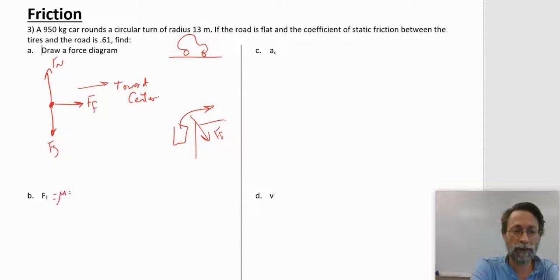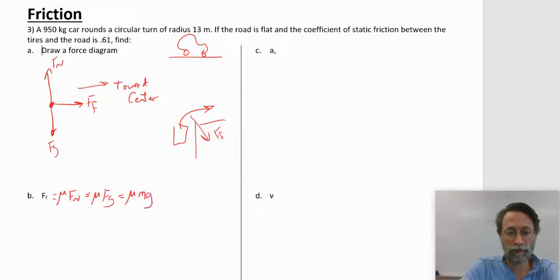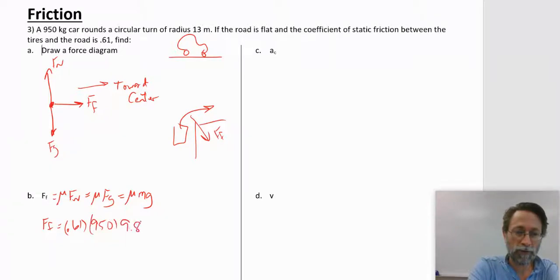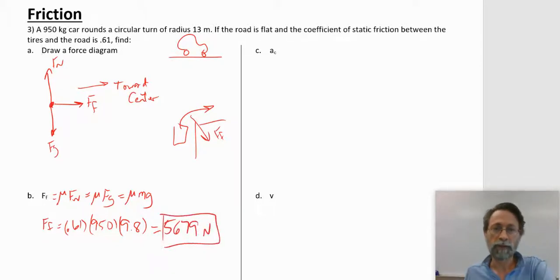Remember that our equation for that is mu times the normal force. If the car isn't floating off the ground or sinking into the ground, then don't those two forces have to be equal, the normal force and the weight? So this would be mu times the force of gravity. And then how do we calculate the force of gravity? We calculate that by doing mass times gravity. So those are all simplified now. I can plug in some numbers. This is going to be mu 0.61 times the mass 950 times the acceleration of gravity 9.8, and I would have that the force of friction on the car is 5,679 newtons.